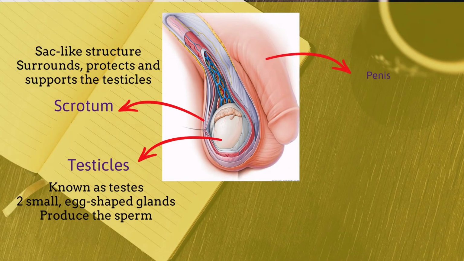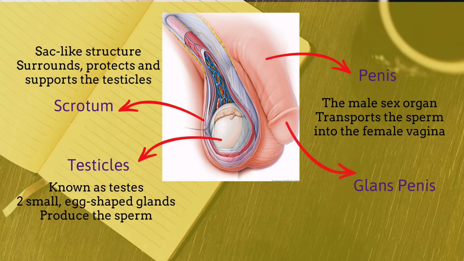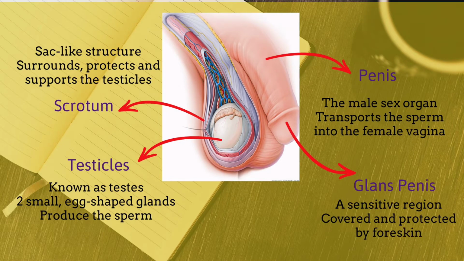The penis is the male sex organ that transports the sperm into the female vagina. The penis is composed of three columns of erectile tissue. The glans penis, also known as head of penis, is a sensitive region located at the tip of the penis, which is covered and protected by the foreskin.